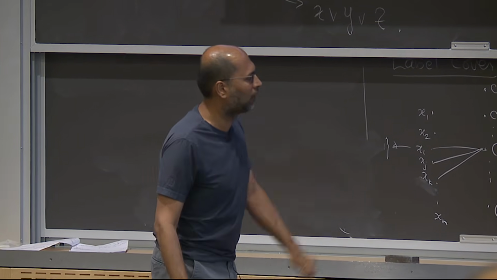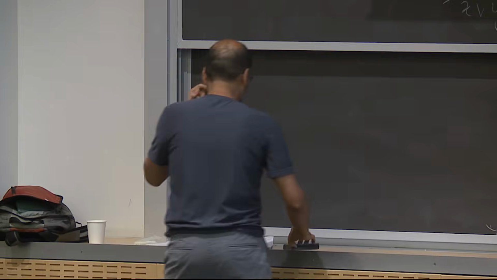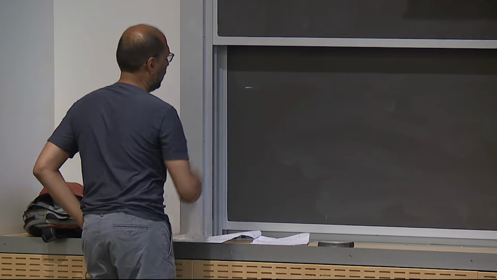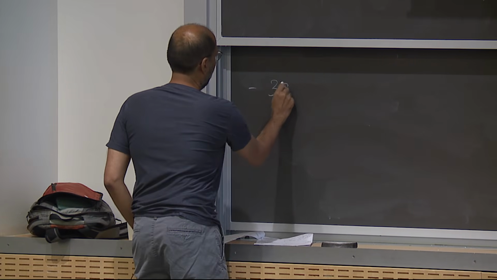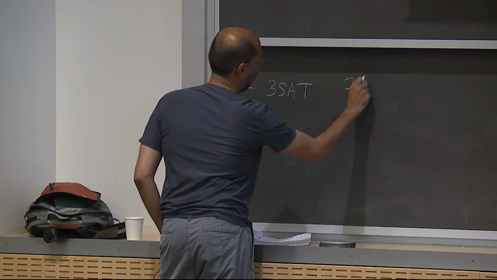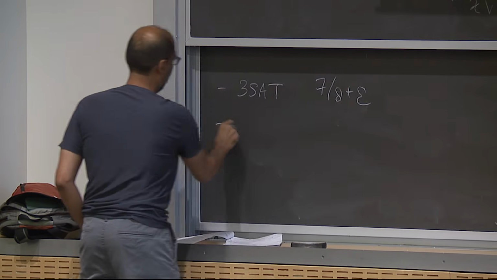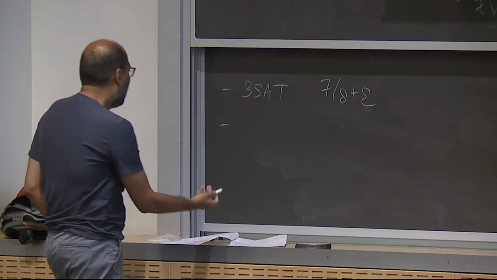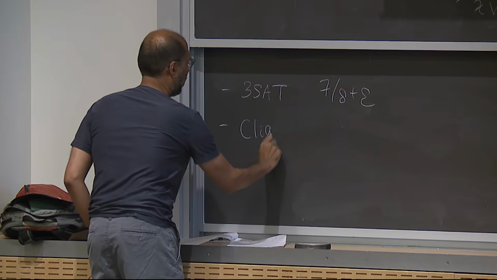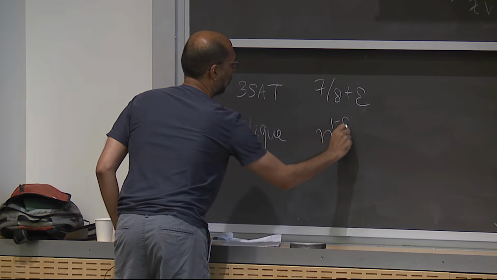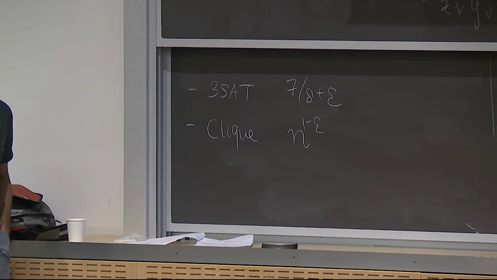So I will quote one of them if you haven't heard about this. But in any case, as we already said, for 3-SAT you can obtain 7/8 plus epsilon using this methodology. Turns out you can also get n to the 1 minus epsilon for clique using this methodology.